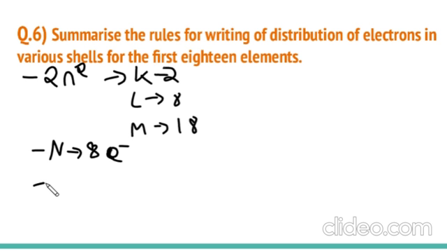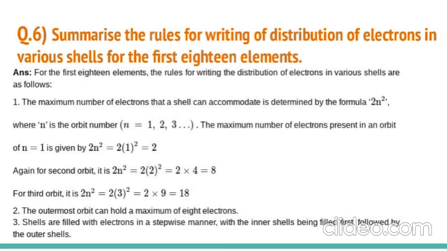And the next rule was that these shells will be filled with electrons in a stepwise manner. At first the inner shells, and then the outer shells. Like first K will be filled, then L, then M, and then N if required. So here is how the explanation was.